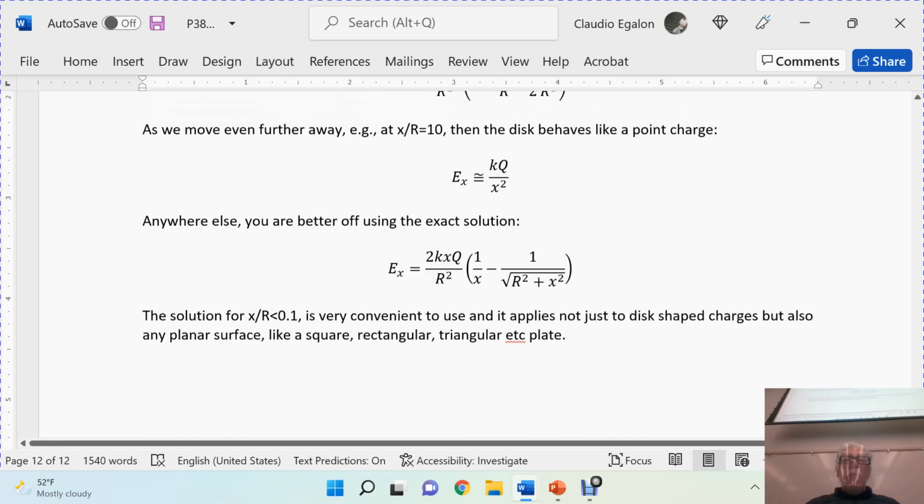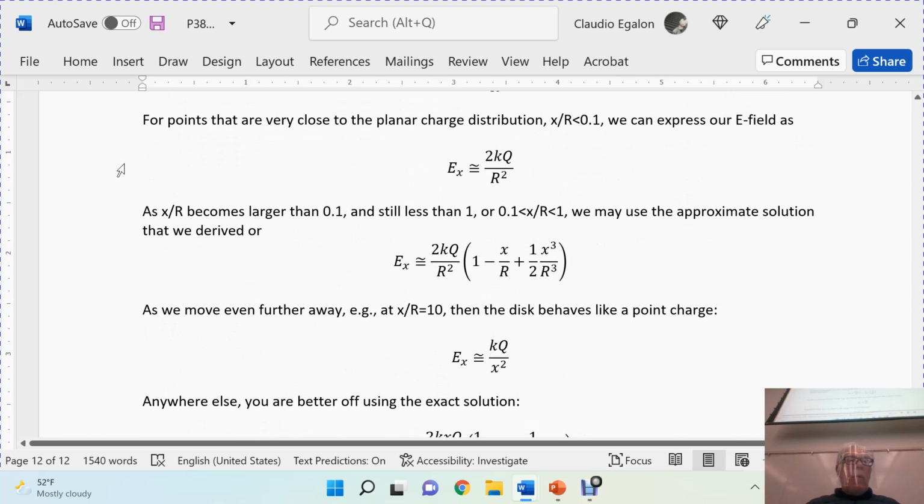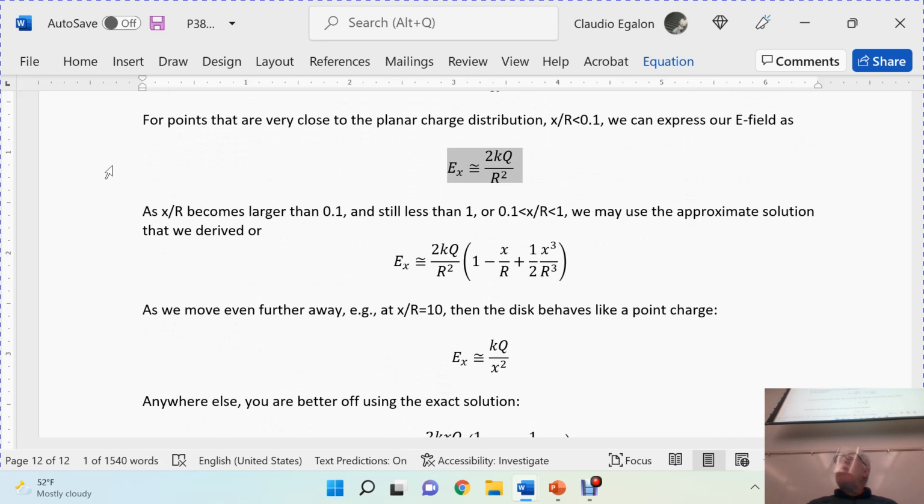So keep this solution, and on top of that, this solution is very important here. Okay, we're gonna be using it over and over again throughout the semester.